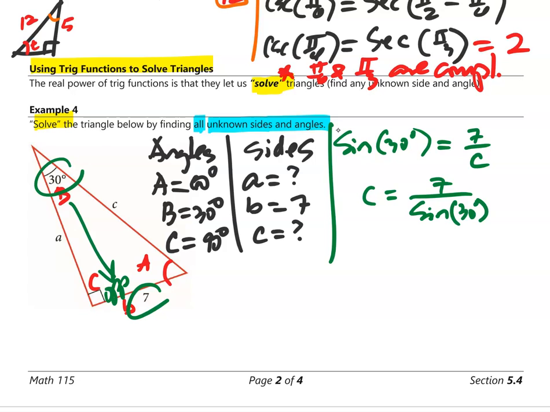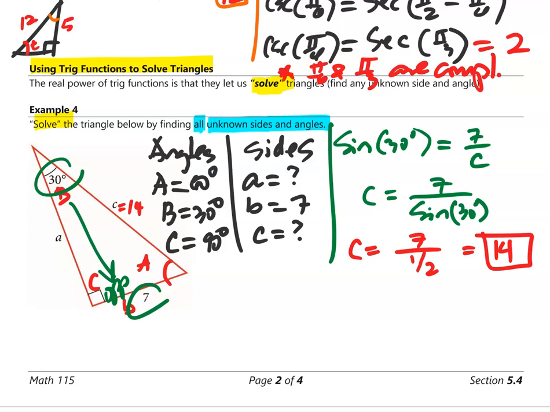and what is sine of 30 degrees? Yes, that is equal to 1/2. So 7 over 1/2 is equal to 7 times 2, 14. So we have now c is equal to 14.